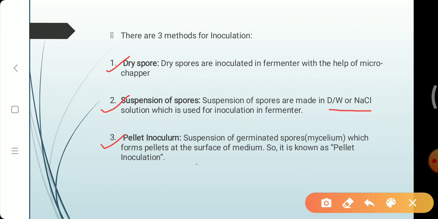Generally what happens, suppose this is our flask or a vessel in which we inoculate the mycelia. We add the spores of the organism, and it will form the pellet at the upper layer, at the top. This pellet we directly add into the fermenter. Mostly the pellet inoculation is used, rather than the dry spore method and the suspension of spore.